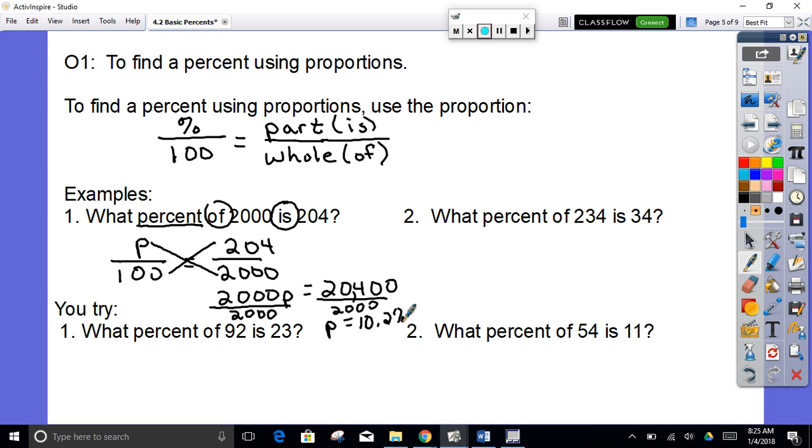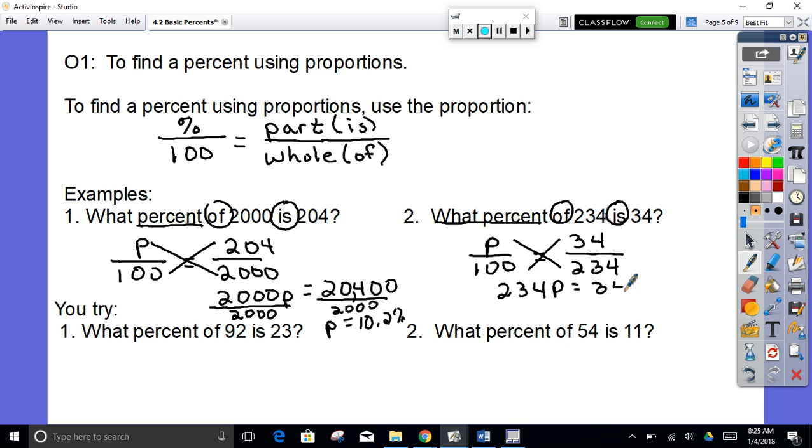Okay, next one is set up the same way. It's asking us what percent. That's what we need to know. So that's the mystery. P over 100 equals, again, we have our of and our is. So we have 34 over 234. So again, we can cross multiply. We get 234p equals 3,400. Dividing both sides by 234 gives us P equals 14.5, and we can use the percent sign because we are looking for a percent.